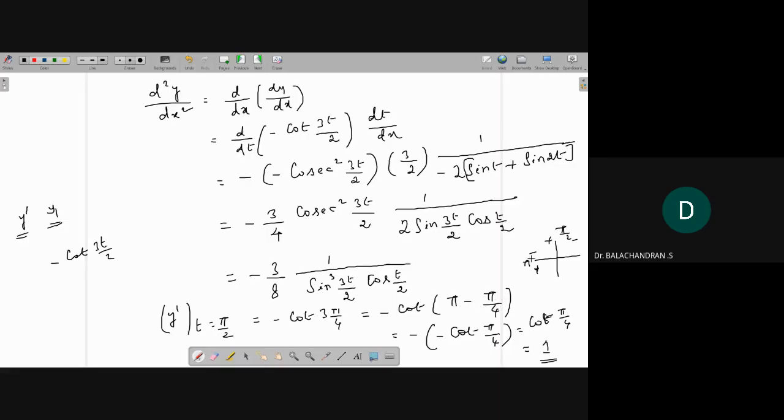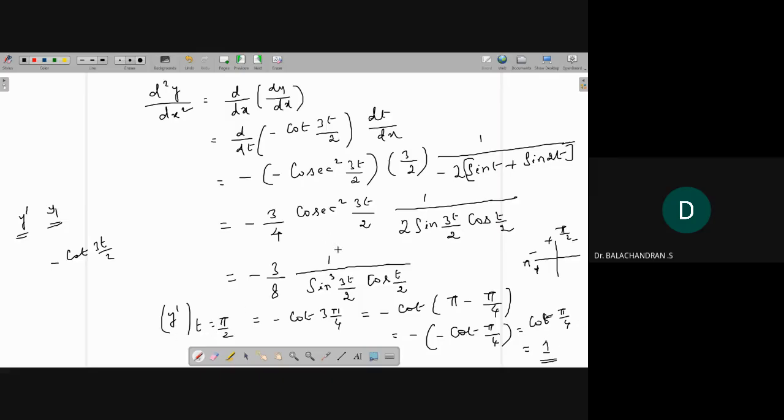And this is in the second quadrant. Pi minus means second quadrant. In the second quadrant, the value of cot is negative, so here we have minus cot, and it will not change the result. So minus cot pi by 4, and minus into minus is plus, so cot pi by 4. Cot pi by 4 is the reciprocal of tan pi by 4. You know that tan pi by 4 is 1, so cot pi by 4 is also 1. So y dash at the given point is 1.